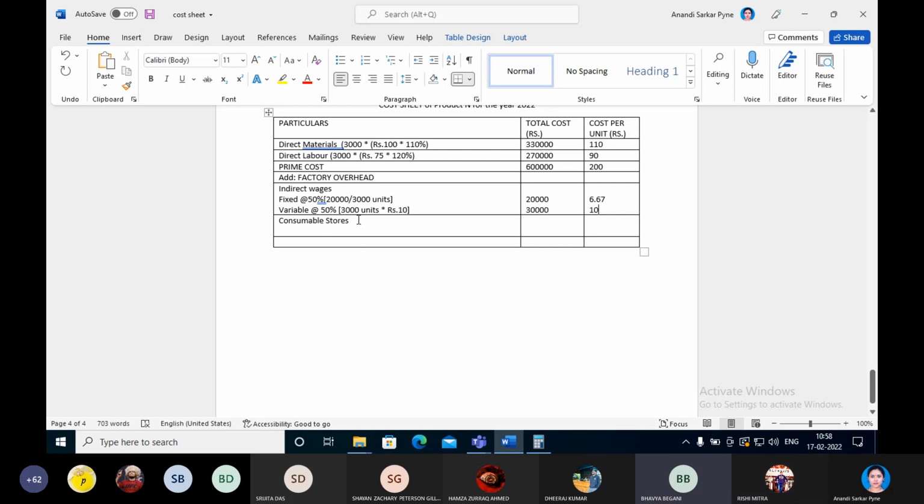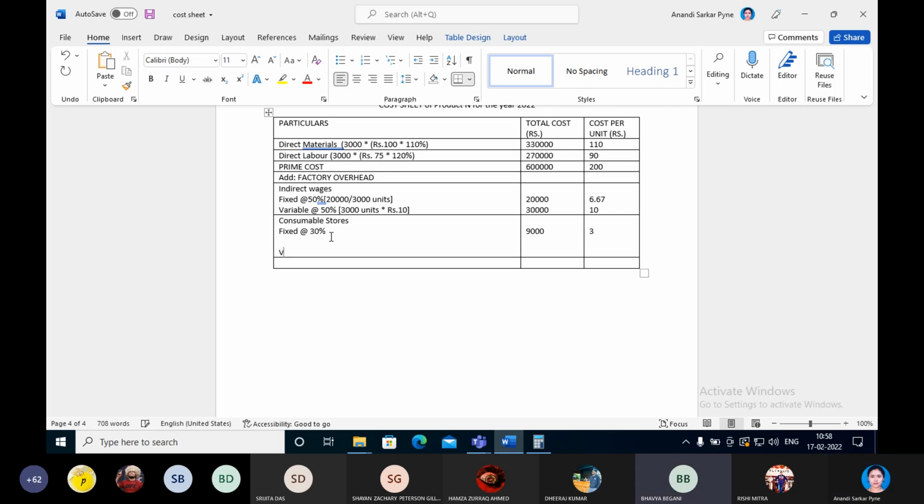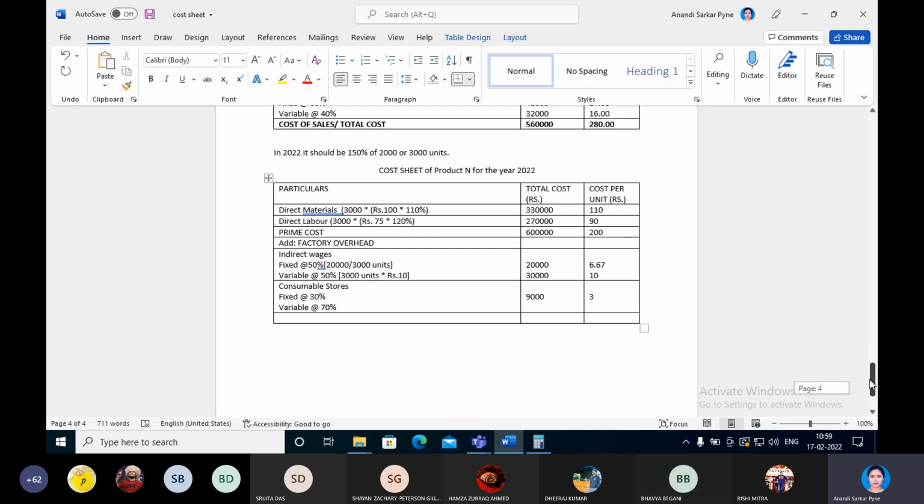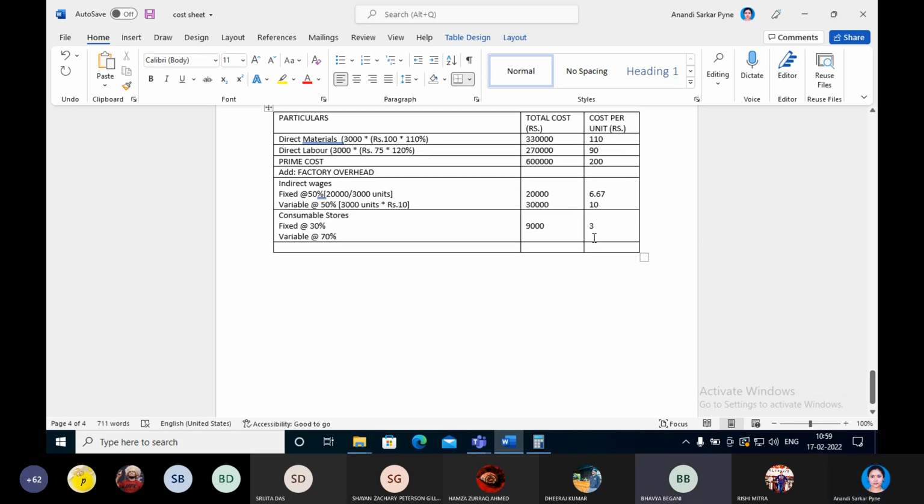Ma'am, fixed will be 9,000 and variable will be 31,500. Okay, let's do it and see. So fixed is at the rate of 30%, which is 9,000. So it came to rupees 3 per unit. And the variable was at the rate of 70%, so the variable cost per unit was 10.5, right? 10.5 into 3,000, so 31,500. Yes, ma'am.